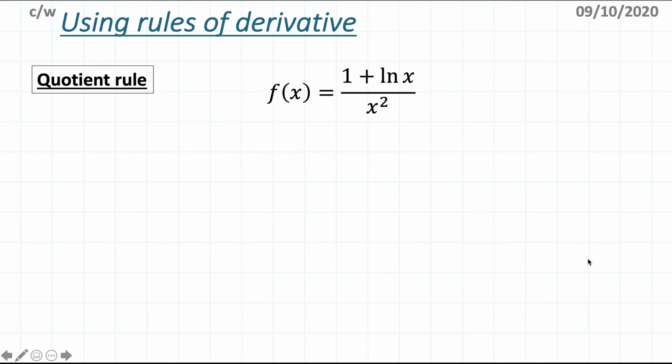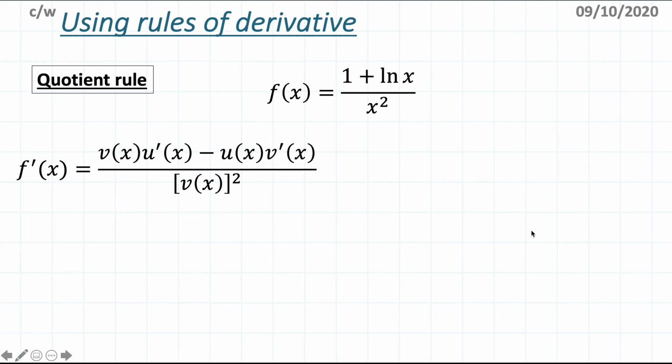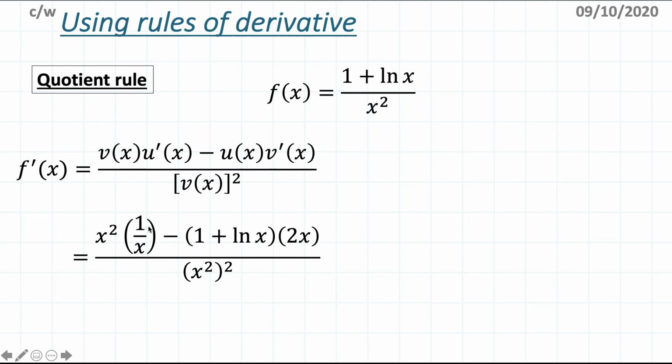One last example, if I have this, you can pause and try this on your own, and this is what you're going to get: the original of the denominator multiplied by the derivative of the numerator. The derivative of the numerator is just 1 over x, because this derives to a 0. And then times the numerator originally, and then multiplied by the derivative of the denominator, which is 2x, and the denominator is squared, so don't forget the original square.